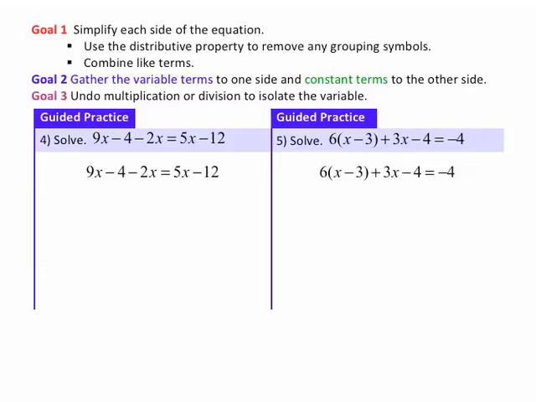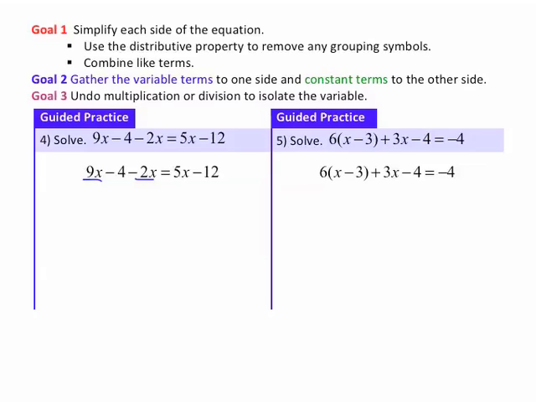Guided practice 4. We're asked to solve this equation, and so we want to start with goal 1, which is to simplify each side. Well, we don't have any distributive property here, but we do have some like terms to combine. On the left side of this equation, I have a 9x and a negative 2x. So I can combine those like terms together.